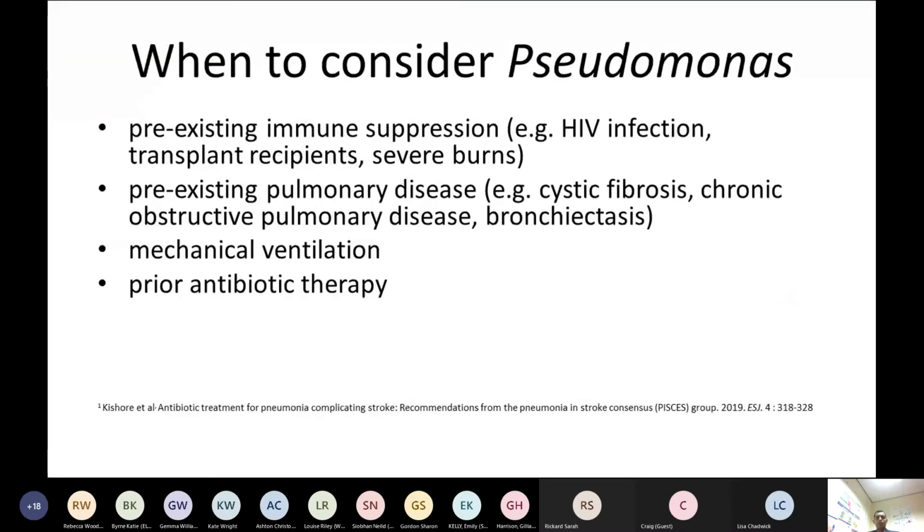So when do we consider Pseudomonas? If a patient has immune suppression conditions like a previous transplant on immunosuppressants, severe burns, pre-existing lung diseases like cystic fibrosis, or has been mechanically ventilated, or has already used antibiotic therapy once, then you would need to consider Pseudomonas cover if they're not responding to regular treatment.